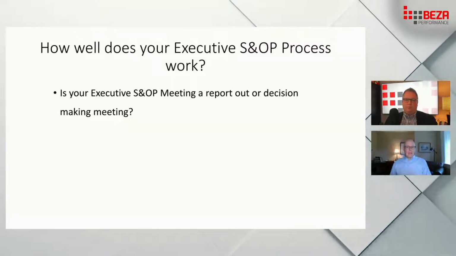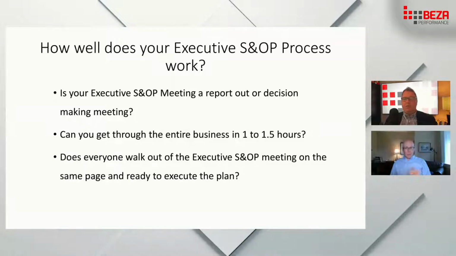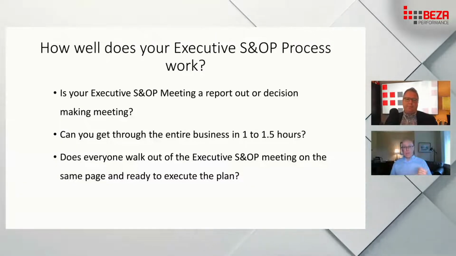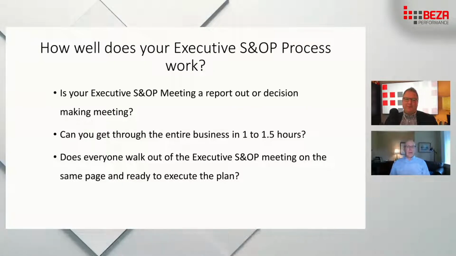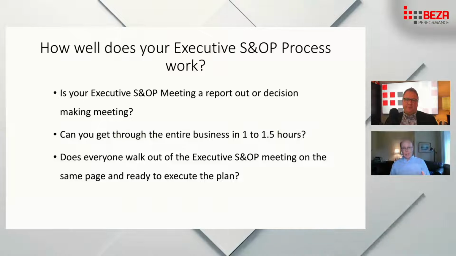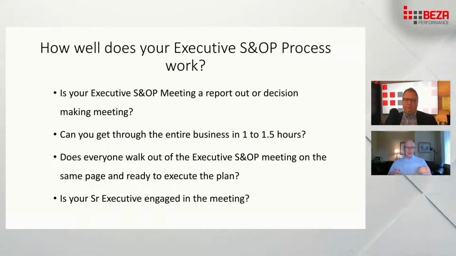The second thing is, can I get through the entire business in 1 to 1.5 hours? That's another really important one, because how I'm getting there and how I'm presenting the data is pretty critical. That's not one family, that's the whole business, the entire business. So if you've made 30 families, that's going to be tough, and we'll talk about that in this piece. Does everyone walk out of the executive S&OP meeting on the same page, ready to execute the plan that's been presented? And then finally, is the senior executive engaged in the meeting?